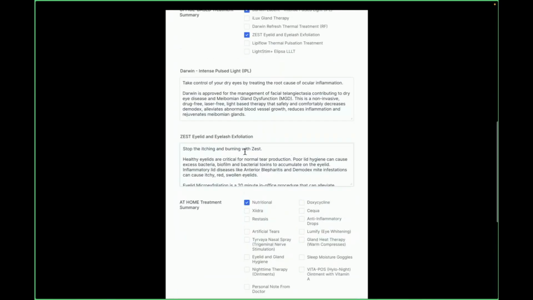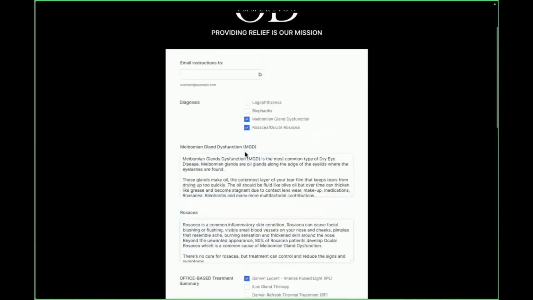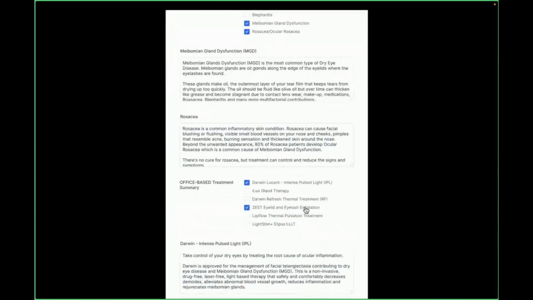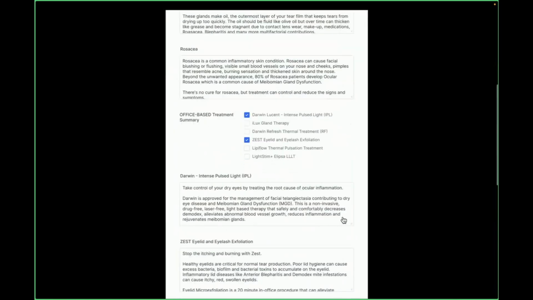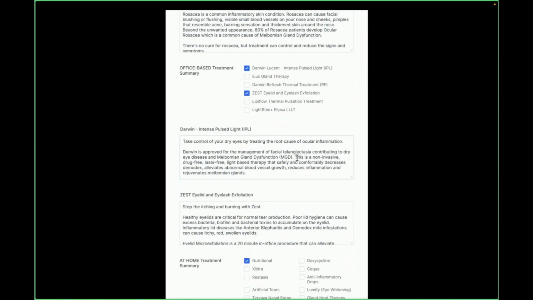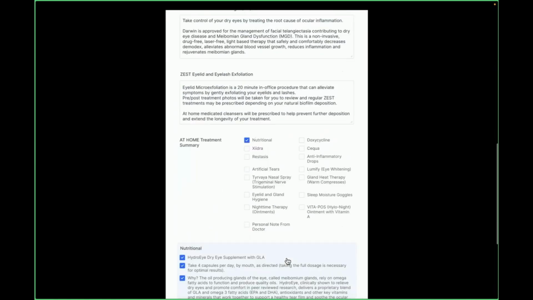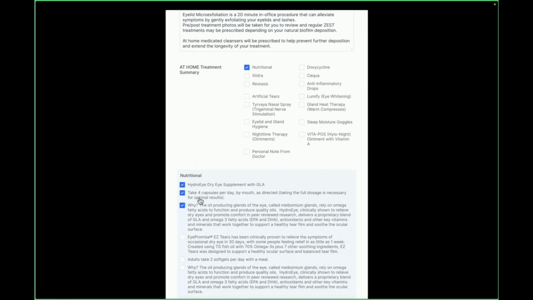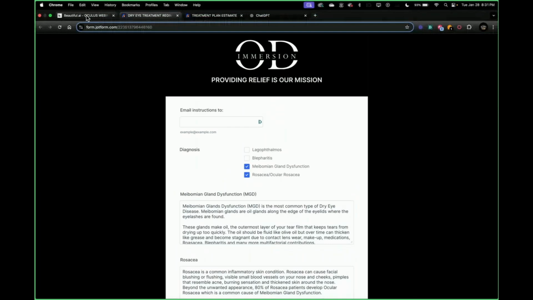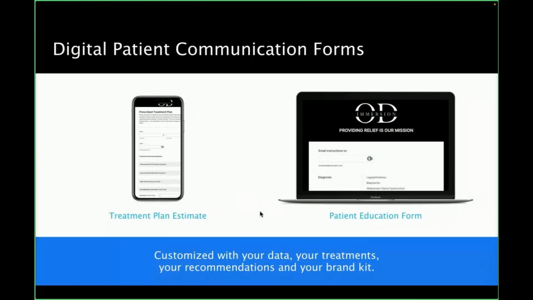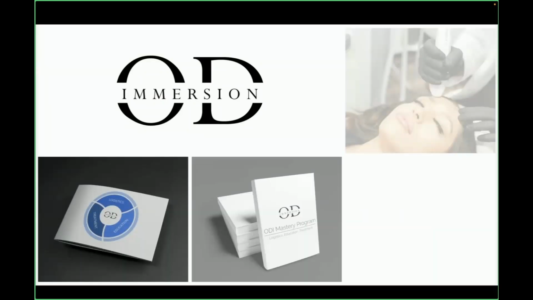The patient then gets a very nicely formatted email that tells them their condition, tells them what I'm recommending for the home-based treatment, for the office-based treatment options, what those are about, as well as exactly how to use their home therapy and the reasons why. Oftentimes, patients want to know the reason why they're using these things. So these are two forms that we've developed that are very powerful. And all of our docs who are part of ODI are using these now, and it's part of the program. It's really been integrated.